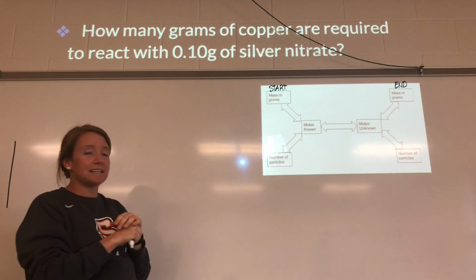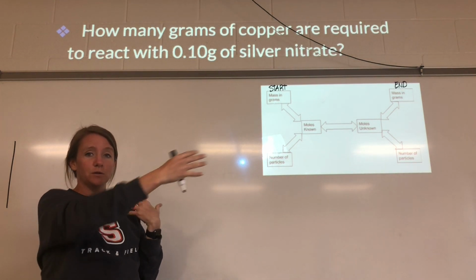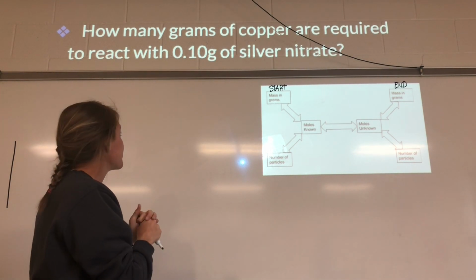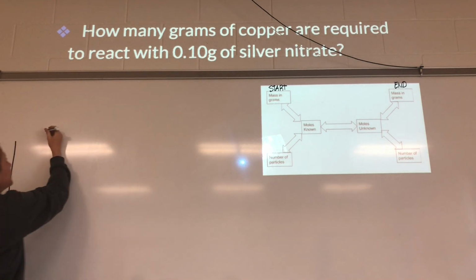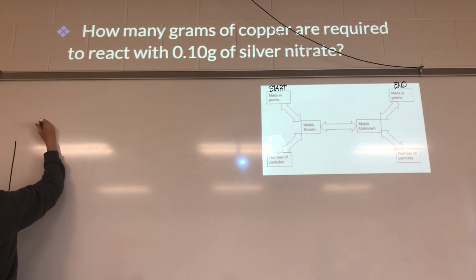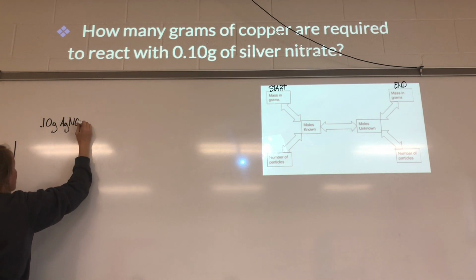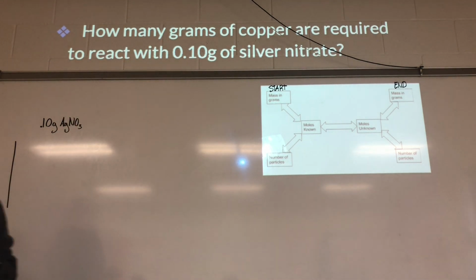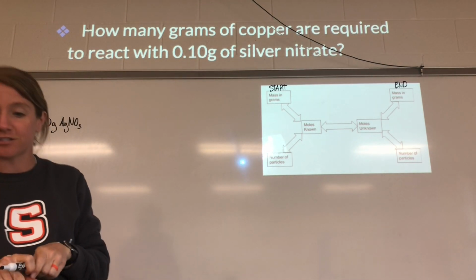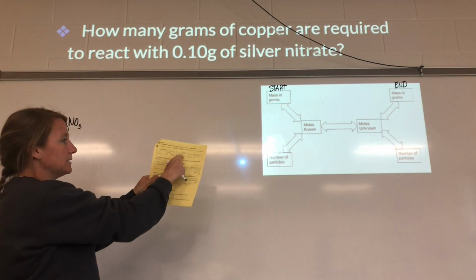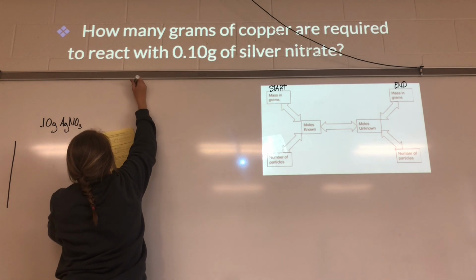Okay, so once you've identified your pathway, let's go ahead and build our road of conversions. So take your 0.10 grams of silver nitrate, and you write that first. Okay, so the thing you have underlined is the thing that you're going to start with. I'm going to write the balanced equation. It's on your paper, but it's not on mine.